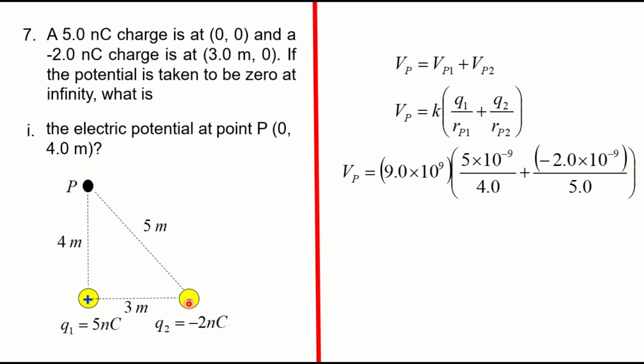So to find the distance between charge Q2 and P, we can use Pythagoras theorem. We know here is 4 and here is 3. So we take 3 squared plus 4 squared and we square root the answer, and we get the distance here to be 5. When you substitute in the values, you will get the electric potential at point P to be equal to 7.7 volts. So that's the electric potential at point P.